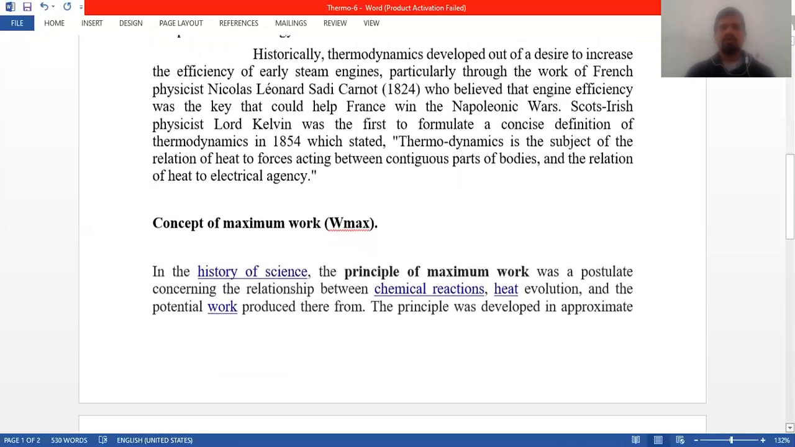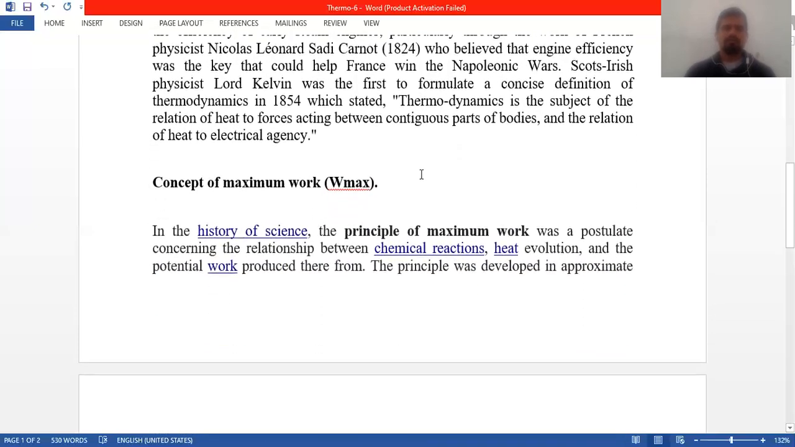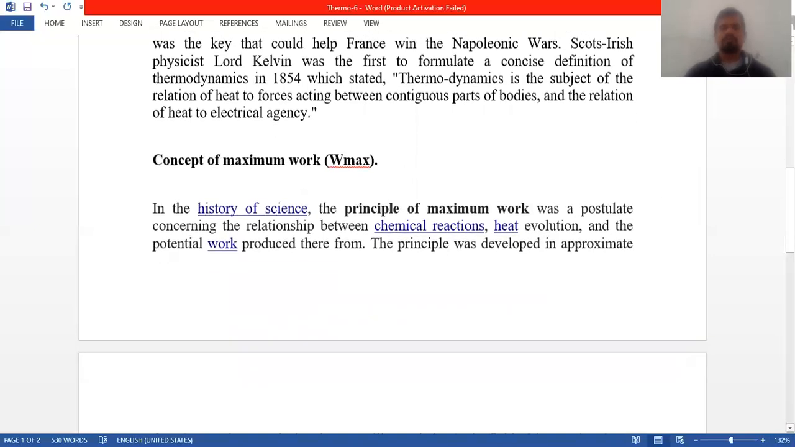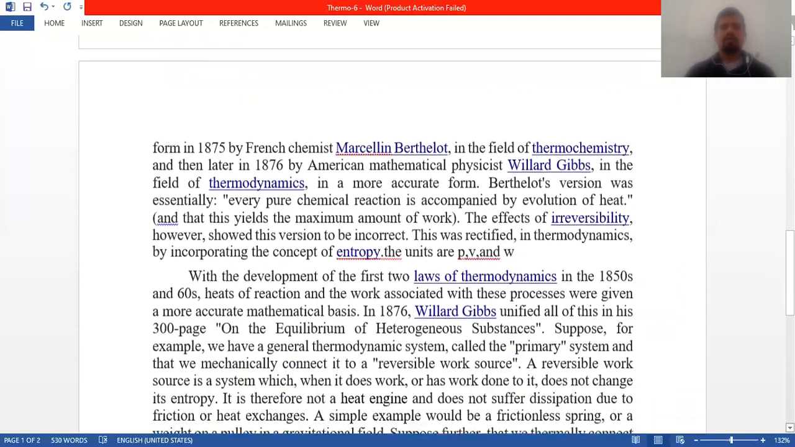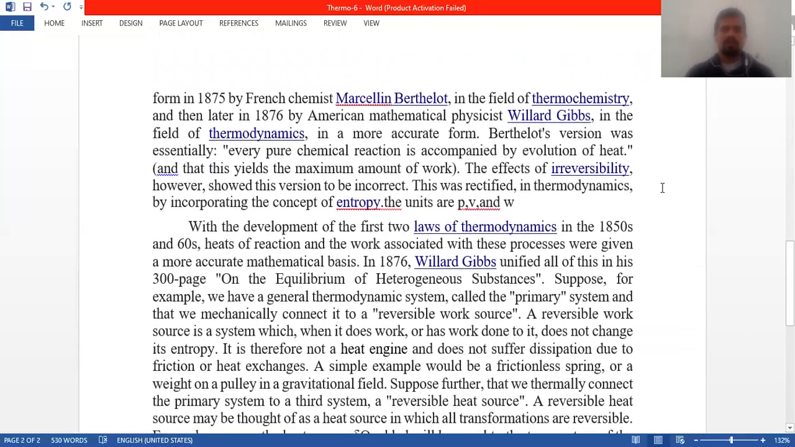Then we see what the concept of the maximum work is. In the history of science, the principle of maximum work was a postulate concerning the relation between chemical reactions, heat evolution, and the potential work produced therefrom. The principle was developed approximately in 1875 by the French chemist Berthelot in the field of thermochemistry, and later in 1876 by the American mathematical physicist Willard Gibbs in the field of thermodynamics.